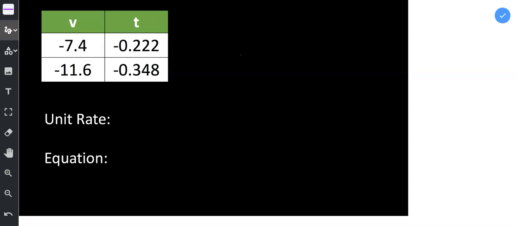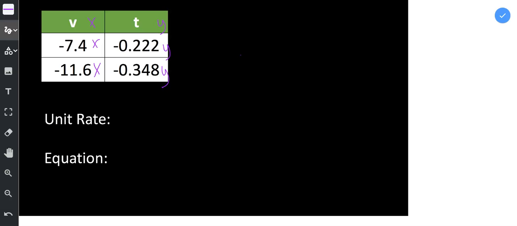In this video, we're working on dividing decimals, and we are also reviewing how to find unit rate from a table. The first thing I'm going to do is label x and y in the table. In a table like this, the x values are on the left and the y values are on the right.